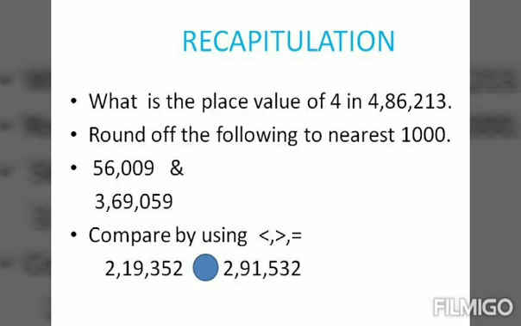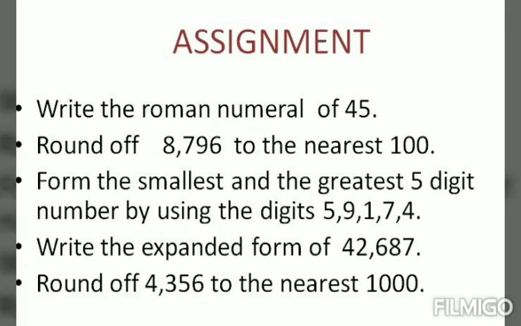Next, the time for assignment. Here I have given you an assignment. Please do this and practice well, then you can understand the concept very well. If you have any doubt, you can ask me. Your first question is, write the Roman numeral of 45. There is a chart I have given. In that the Roman numeral of 45 is there. You have to pick and write it.